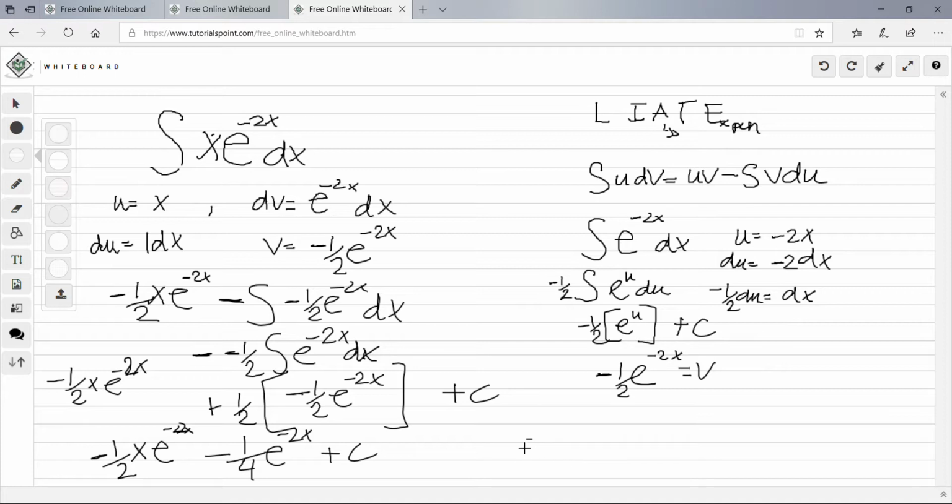So here, that'd be negative e to the -2x, and then I'm going to put brackets. So that would be x over 2 plus 1/4 plus c. This should be your final answer.